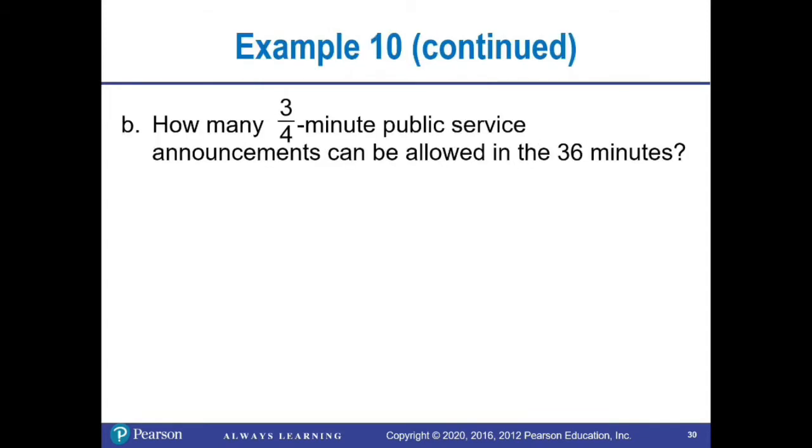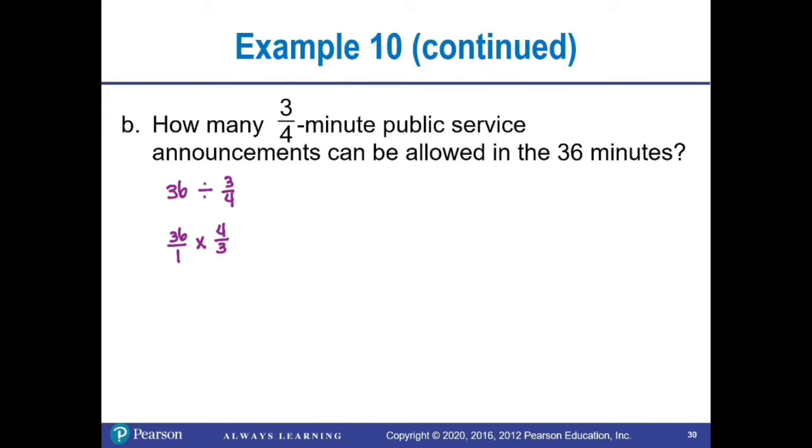Look at Part B. How many 3/4 minute public service announcements can be allowed in the 36 minutes that are allotted during the day? In other words, I'm taking that 36 minutes and I'm dividing it into 3/4 minute segments. Our rule for division is we bring down the first fraction. I can write 36 as 36 over 1, change division to multiplication, and write the reciprocal of the second fraction. So the reciprocal of 3/4 is 4/3.